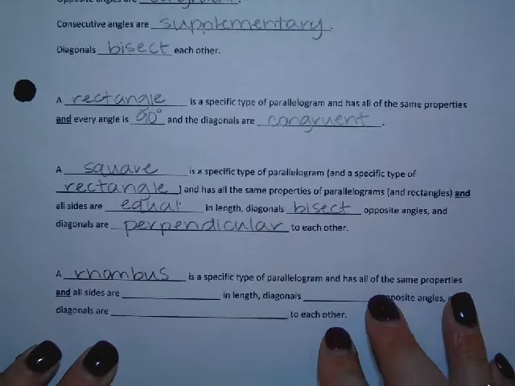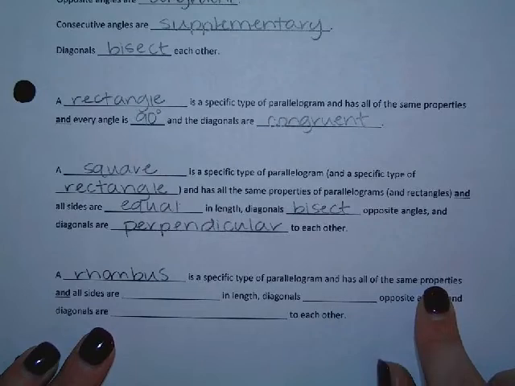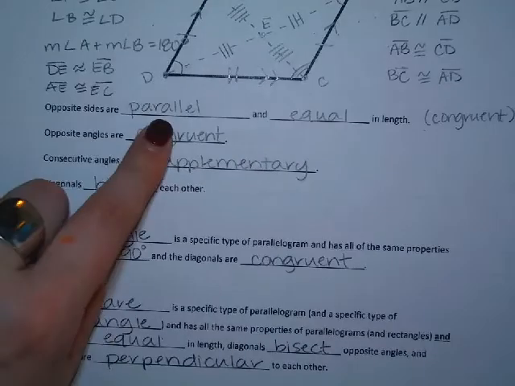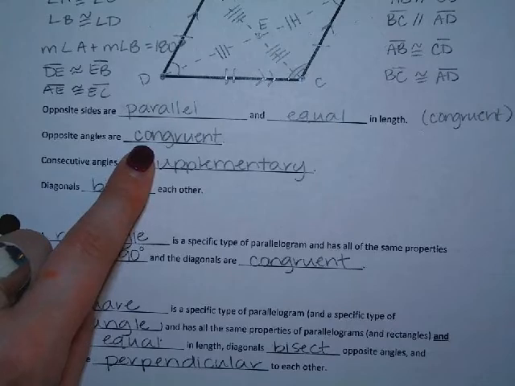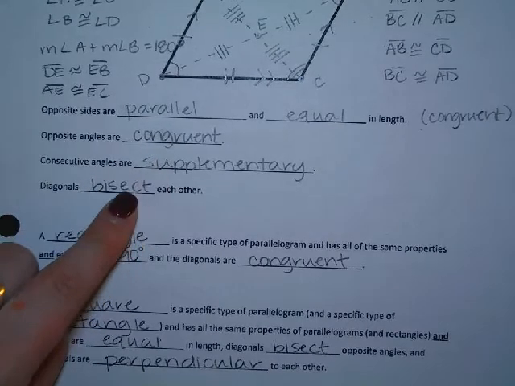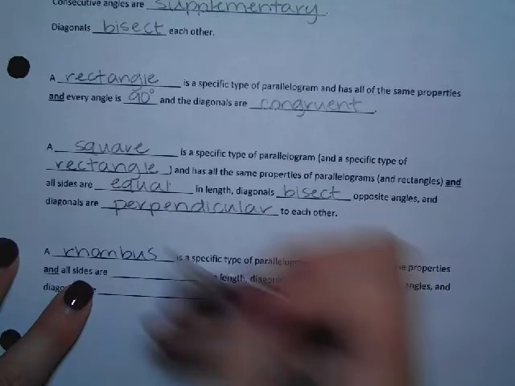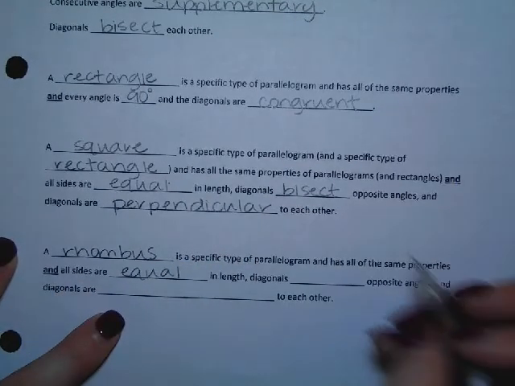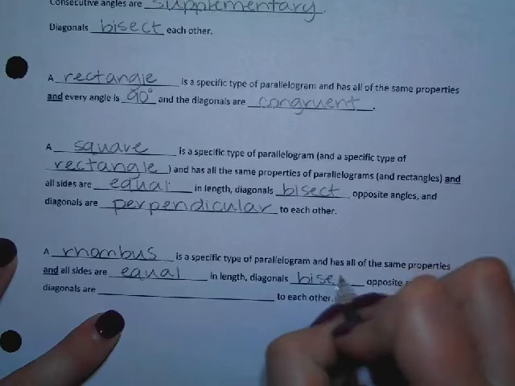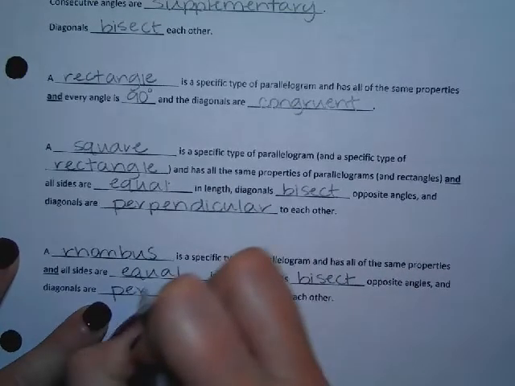A rhombus is a specific type of parallelogram, and it has all the same properties of a parallelogram. So its opposite sides are parallel, its opposite sides are equal, the opposite angles are congruent, the consecutive angles are supplementary, the diagonals bisect each other. It has all that. And all the sides are equal in length. The diagonals bisect opposite angles, and diagonals are perpendicular to each other.